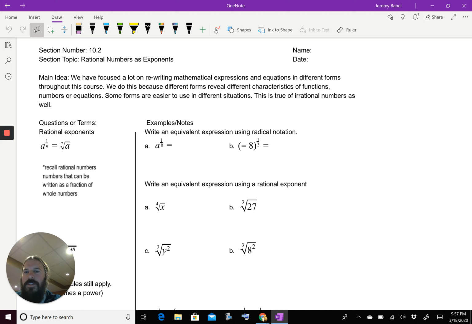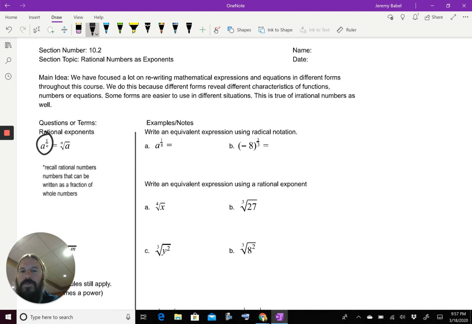All right, so our first thing that we're looking at is rational exponents. Rational exponents is when we have an exponent that is in a fraction, because a rational number is a number that can be written as a fraction. So the first thing we need to know is that when we have an exponent like a raised to the power of 1 over n, what that means is the nth root of a.